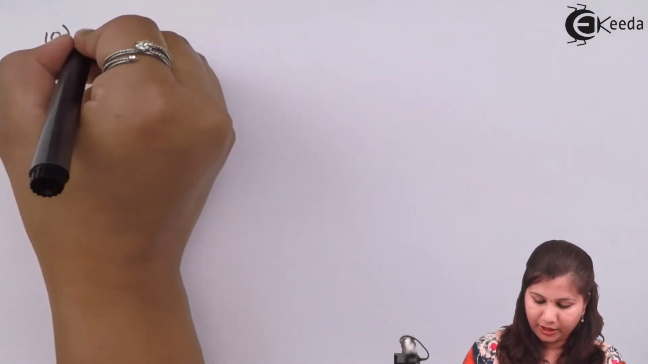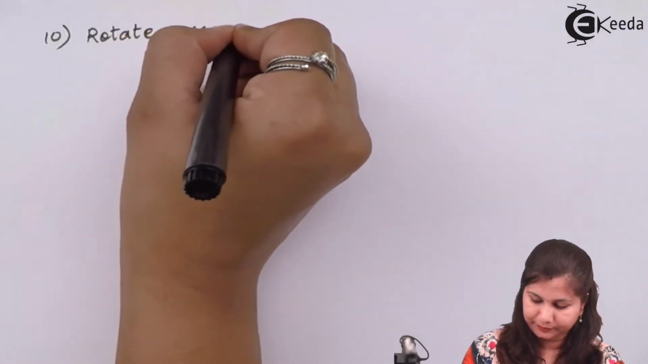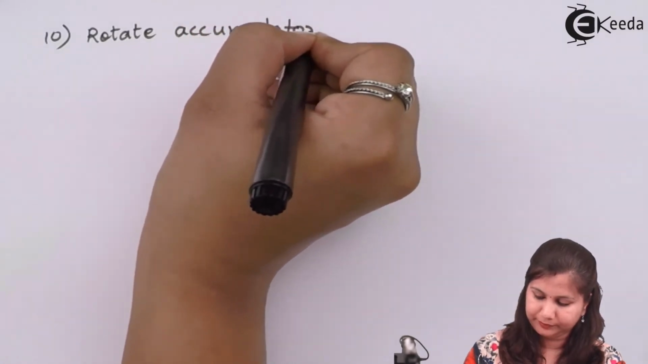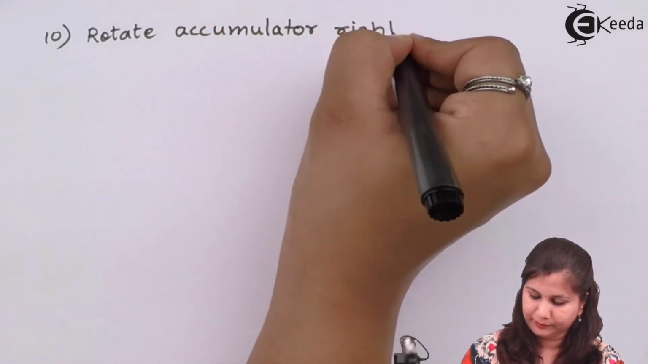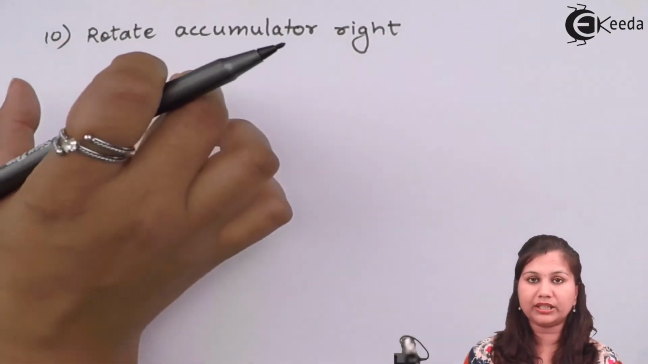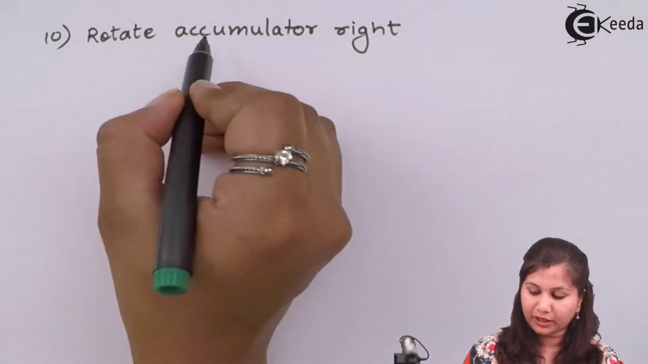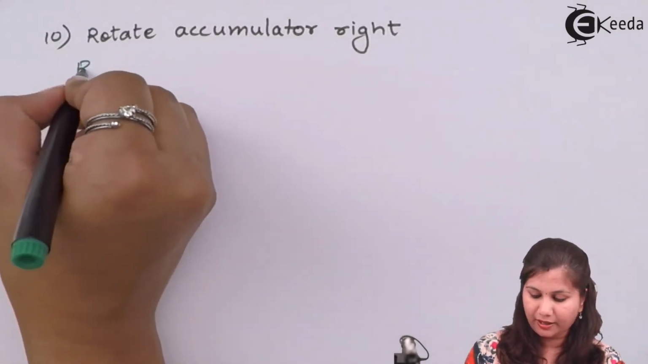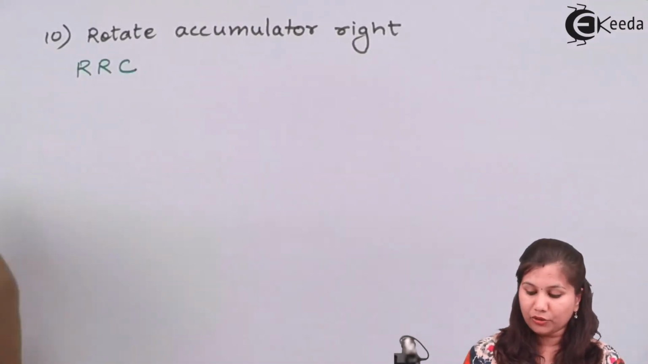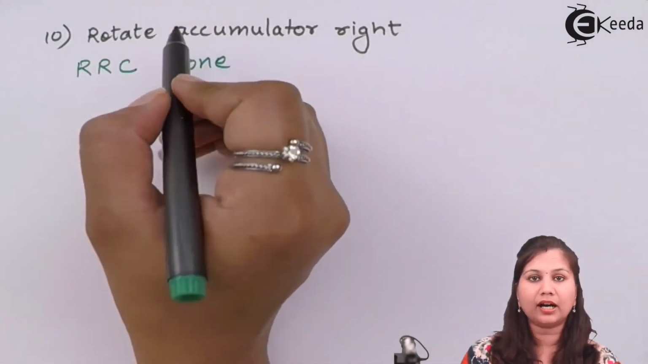Next instruction is RRC, that is rotate accumulator right. Mnemonic means how we are writing or using that instruction in the main program. What is the code for that? So rotate accumulator right, its mnemonic is RRC. Here also we have no operand, it is implicit, and the operand is the accumulator.